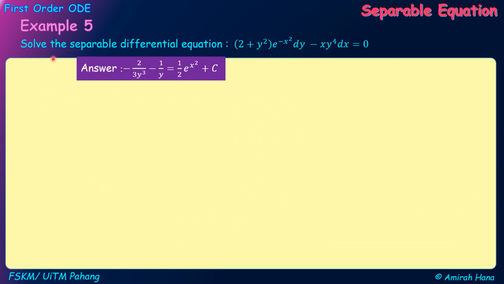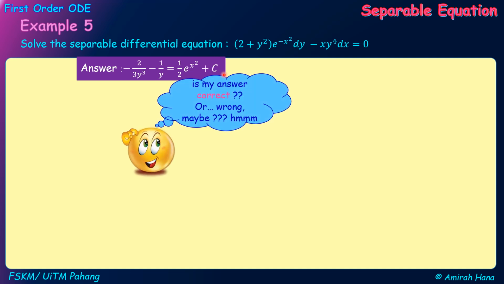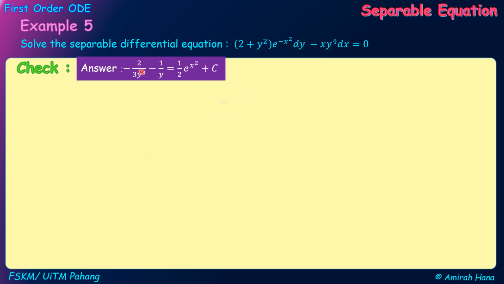From the previous slide, after we solve the separable equation, we get the final answer, negative 2 over 3 y cubed minus 1 over y equals half e to the power of x squared plus c. Is my answer correct or maybe wrong? We can check the final answer. We can check whether this answer is correct or wrong. But how? From the final answer here, we can differentiate back, and then we can substitute into this equation.